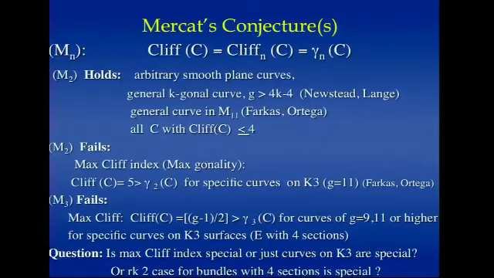Now, the general question again here, which is not clear at this point, is this the consequence of the fact that the curve has maximum Clifford index, or is this connected to the fact that these curves are on K3, especially for the second one, the rank 2 case? Or in the rank 2 case, is it just a special case?